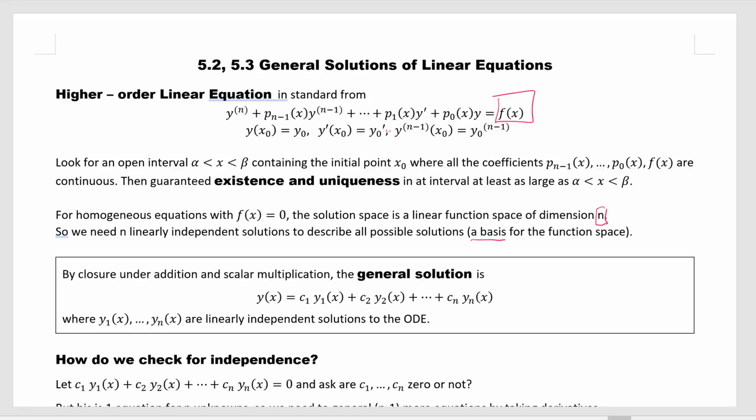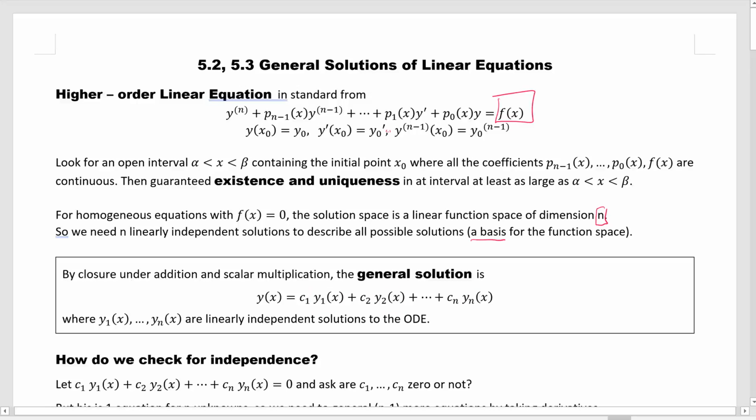By closure under addition and scalar multiplication, the general solution is y of x equals a linear combination of n solutions, c1y1 plus c2y2 plus ... plus cnyn. All of these y1, y2, yn are solutions, and they are linearly independent solutions. So our general solution is a linear combination of those n solutions in the basis.